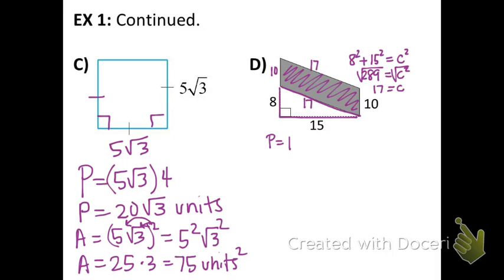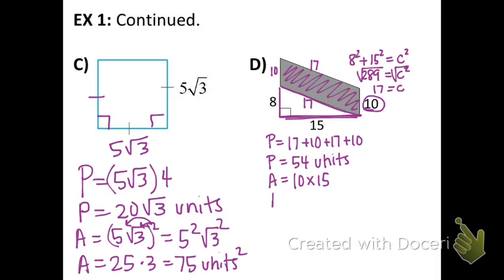So to find the perimeter, we're going to add 17 plus 10 plus 17 plus 10, and we add all those up and we get 54 units squared, or sorry, just units. Then for our area, we're going to take the base, which in this case is 10 because it is perpendicular to the height. So we take 10 times 15, which is 150 units squared.